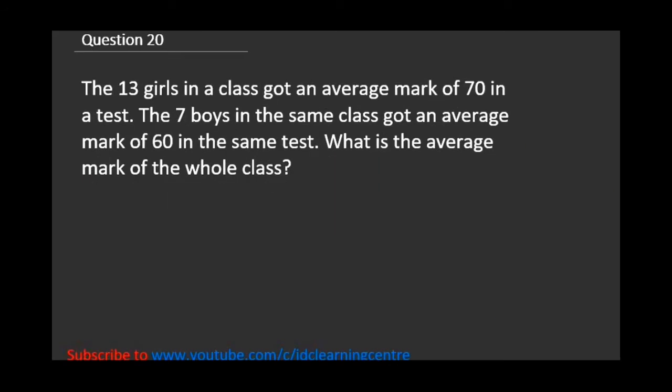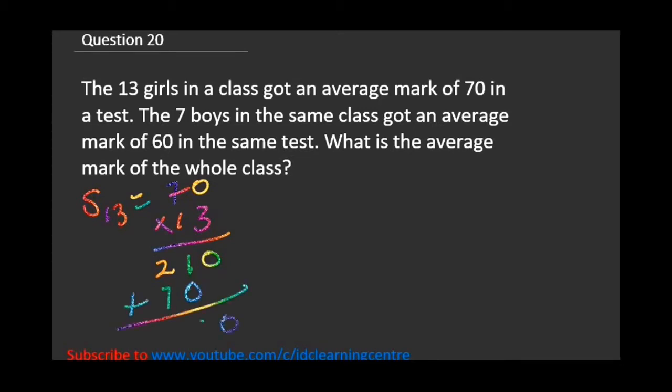Question 20. The 13 girls in a class got an average mark of 70 in a test. Their total score, or sum of 13, will be 70 times 13. 3 times 0 is 0, 3 times 7 is 21, 1 times 0 is 0, 1 times 7 is 7. Add this together, we have 910 is the total mark.